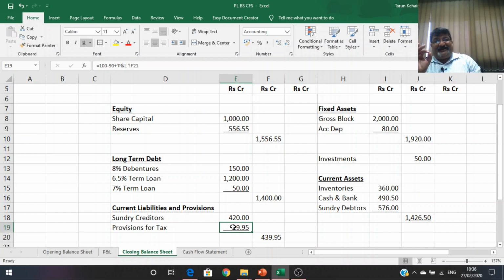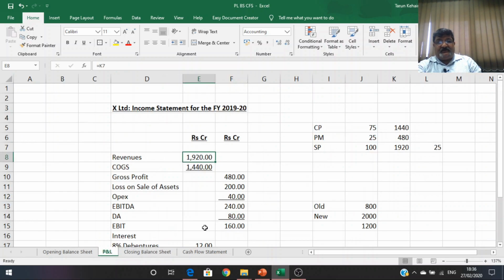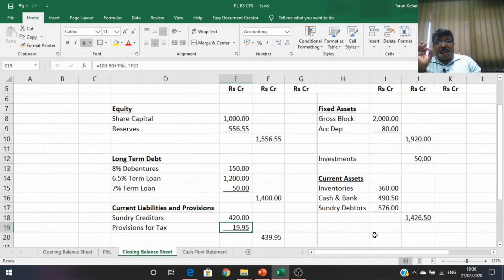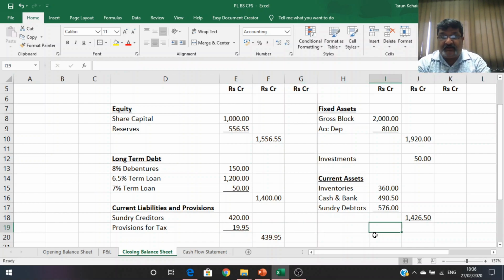Remember, you had a 100 crore provision in your provision for income tax account, out of which you paid 90. So 10 crores remained as a surplus in your provision for tax account, and during the year you transferred 9.95, which means at the end of the year you have a 19.95 crores tax provision in your balance sheet, representing 30% of the current year's profits before taxes. That completes the provision for taxes.